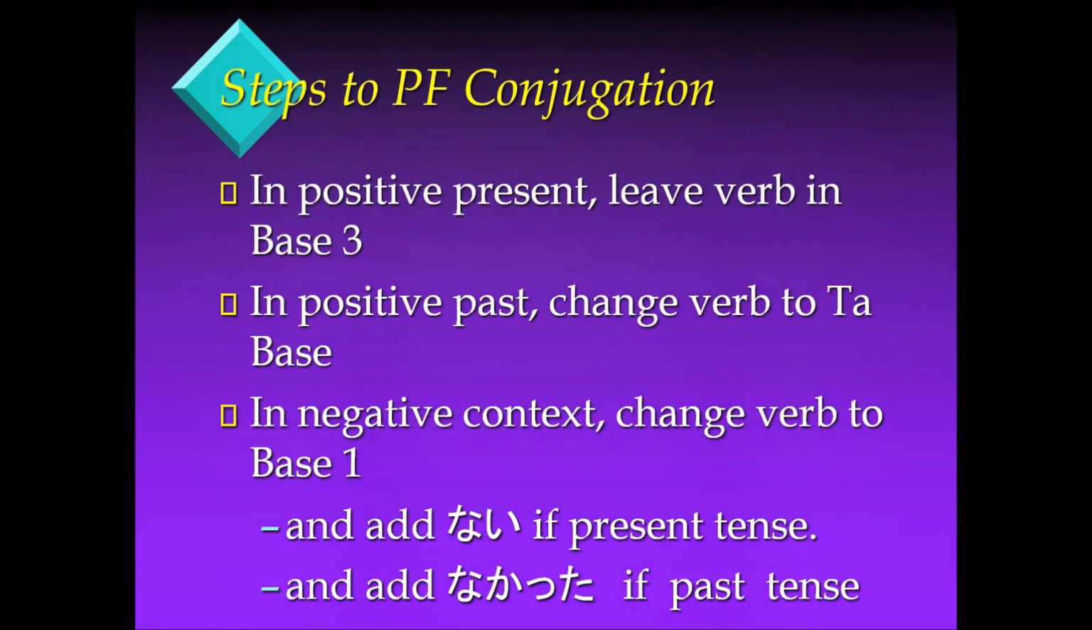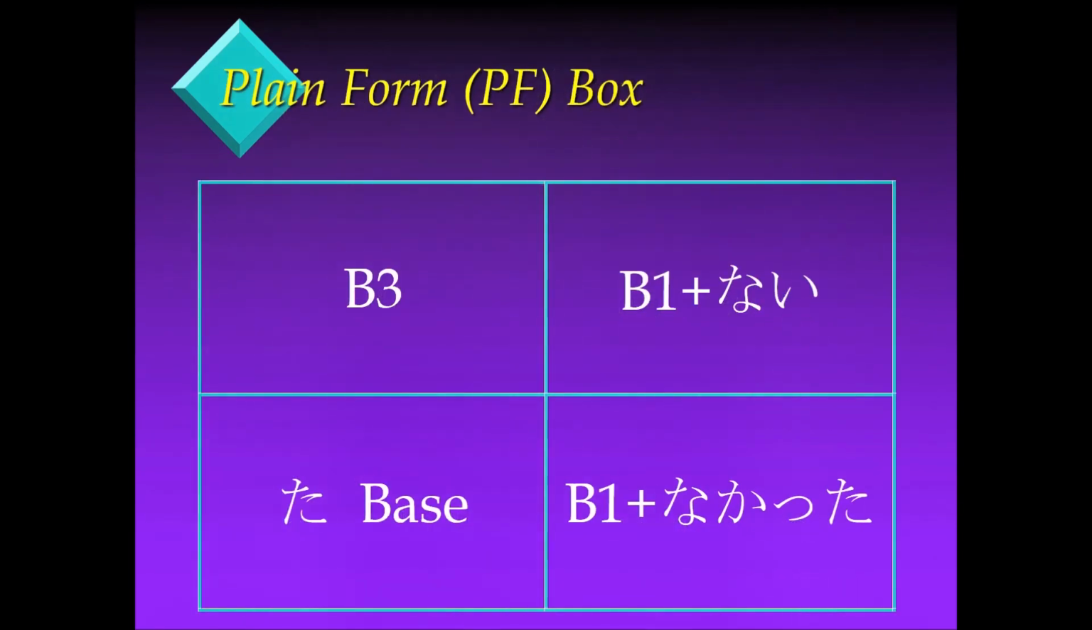In positive present, we leave the verb in base 3. In positive past, we change the verb to base ta. In negative context, we change the verb to base 1, and add nai if it's present tense, and nakatta if it's past tense. So here's the box. We have base 3, base 1 nai, base 1 nakatta, and base ta.